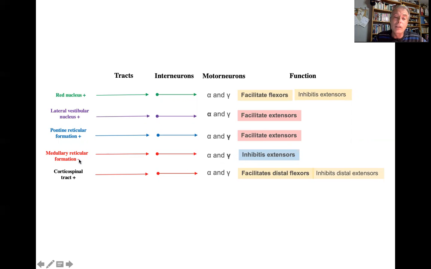And finally, the corticospinal tract acts on alpha and gamma motor neurons and facilitates distal flexors and inhibits distal extensors. It acts mainly on distal muscles of the limbs, and so it acts for fine movements.